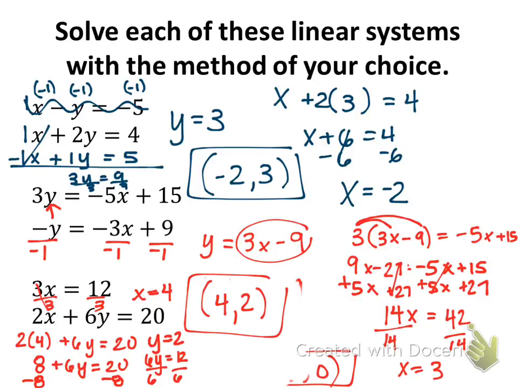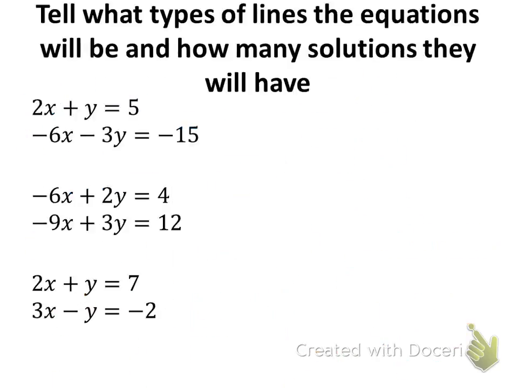Okay, so this is using any method. And again, if you chose to do graphing or substitution or elimination differently on the ones that I did, then you should still get the same answer. So the last 3 problems that you're going to have on your test say, tell what type of lines the equations will be and how many solutions they will have. Well, in order to be able to do that, I have to put each equation in slope-intercept form, because I'm going to be able to look at it and tell you what type of line it is.